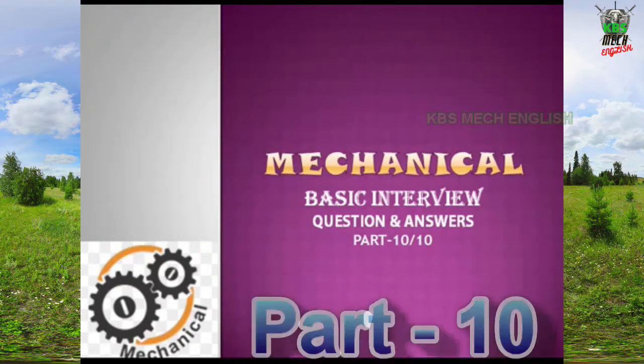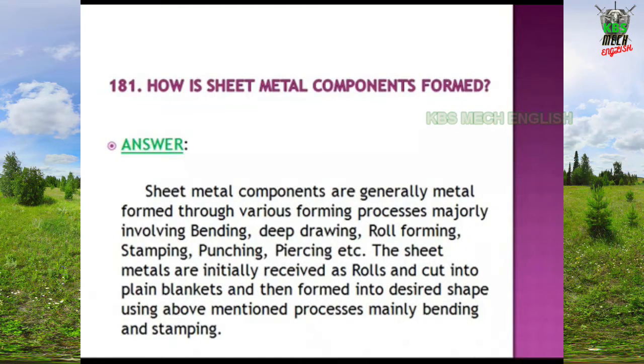Part 10, question number 181. How are sheet metal components formed? Answer. Sheet metal components are generally formed through various metal forming processes, majorly involving bending, deep drawing, roll forming, stamping, punching, piercing, etc. The sheet metals are initially received as rolls and cut into plain blanks and then formed into the desired shape using the above mentioned processes, mainly bending and stamping.